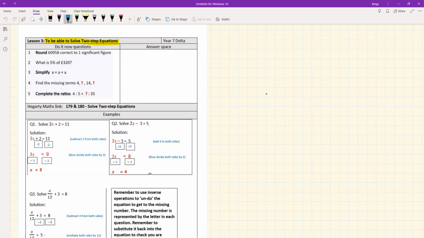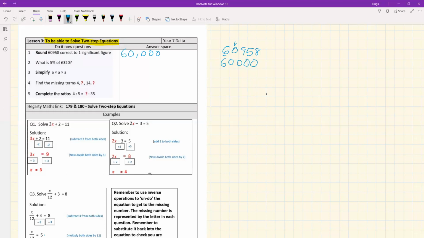Hello, welcome back. So we're going to go over the do it now questions. The first one says round 60,958 correct to one significant figure. So the first significant figure there is 6. We look at the next number, which is 0. That's obviously going to round down. So you write 6, and then we write zeros for the rest of the numbers as placeholders. So 60,958 rounded to one significant figure is 60,000.